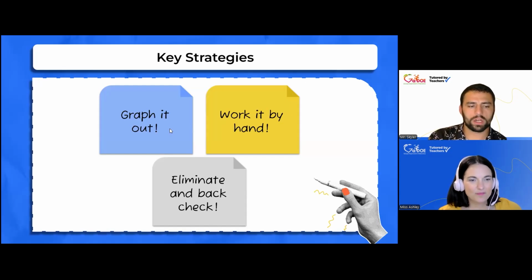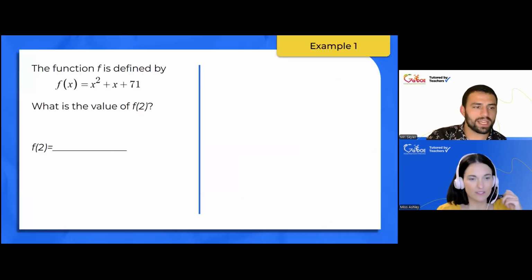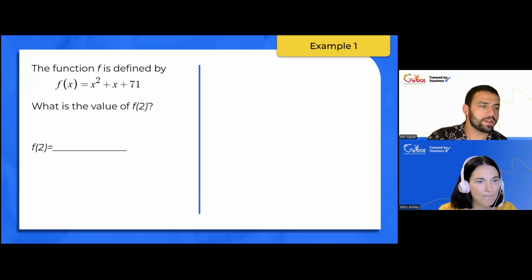So today we're going to talk about graphing it out. We're going to talk about working it by hand. And we're going to talk about eliminating and back checking. And look out for those sticky notes on the slides. You guys are going to see that we use all of them today. Now let's get into a little bit of the action.